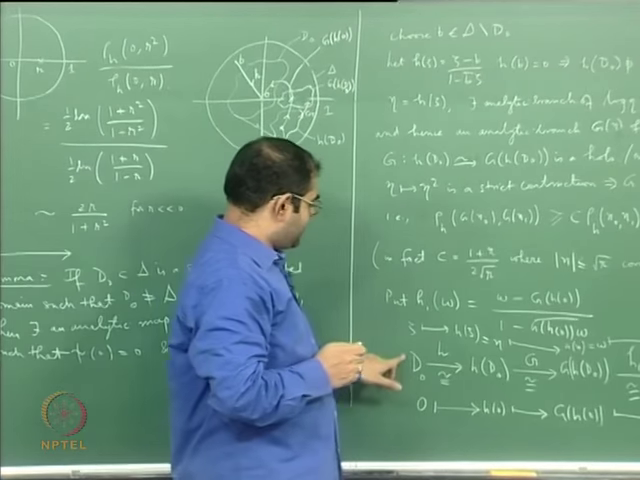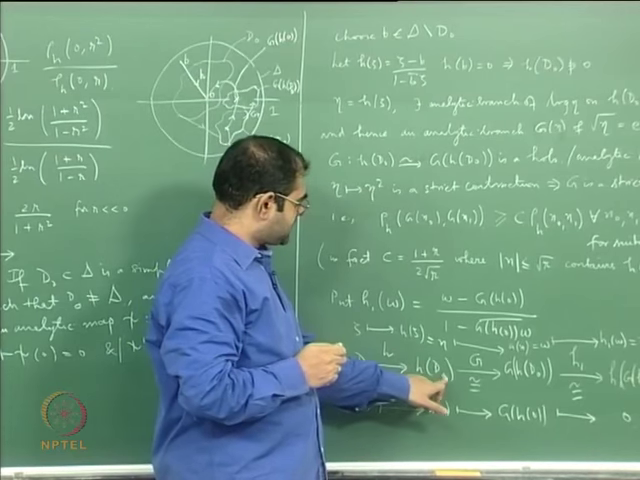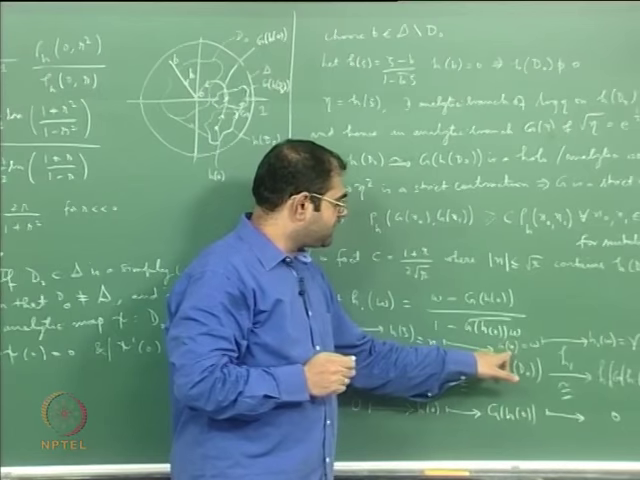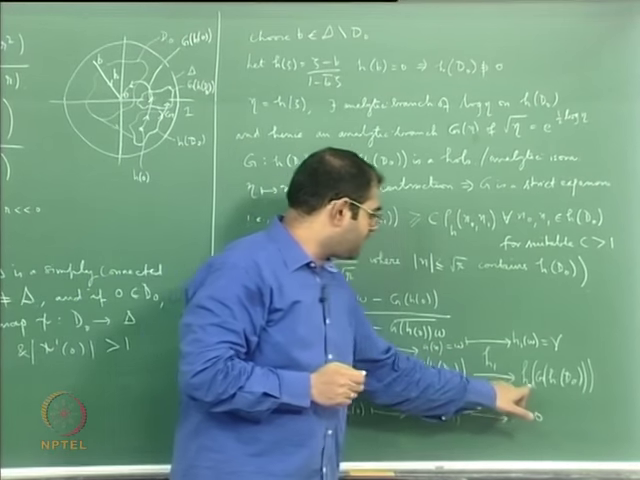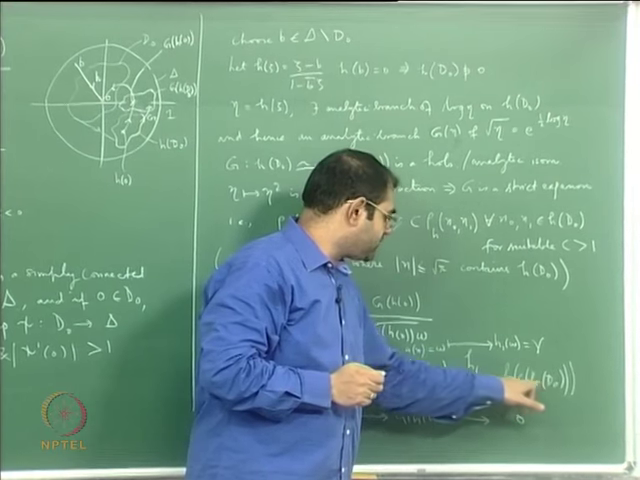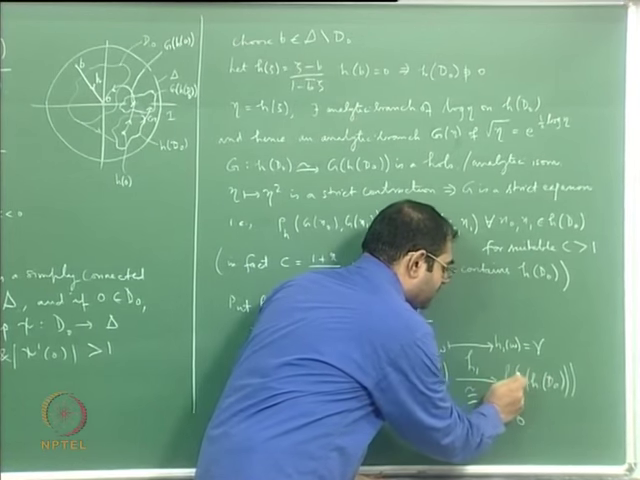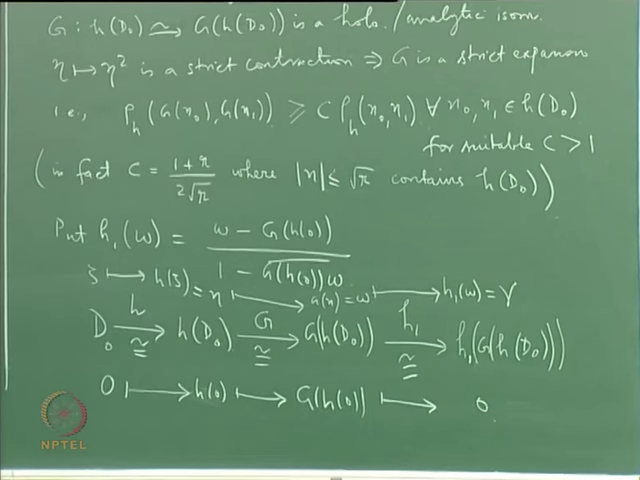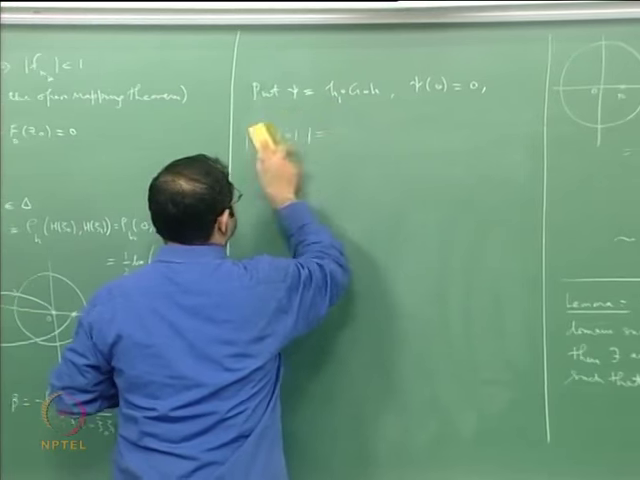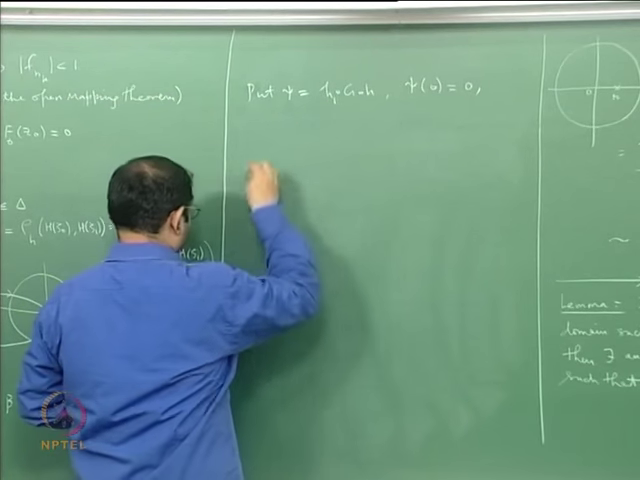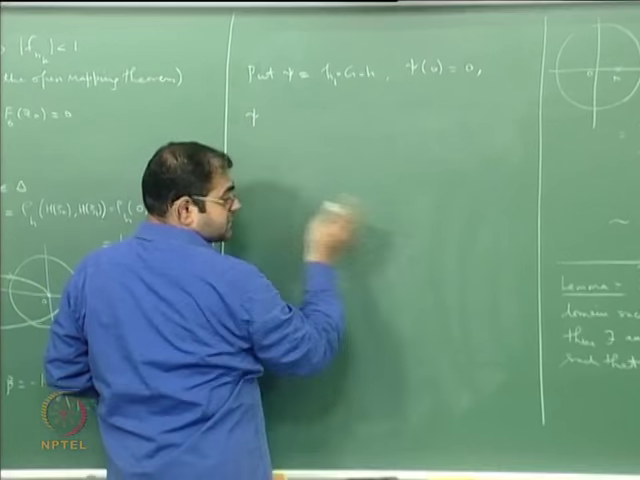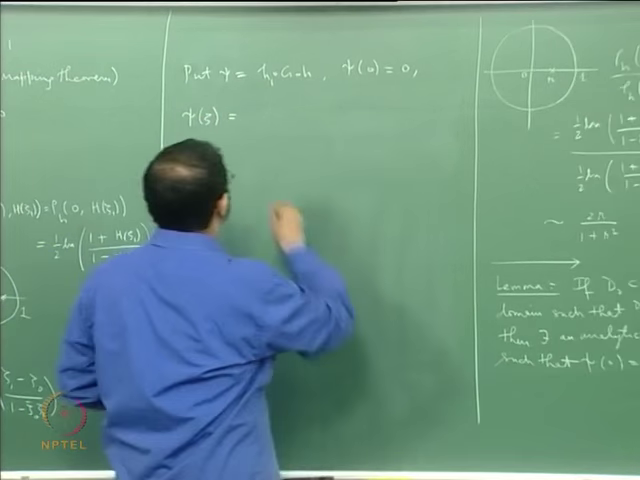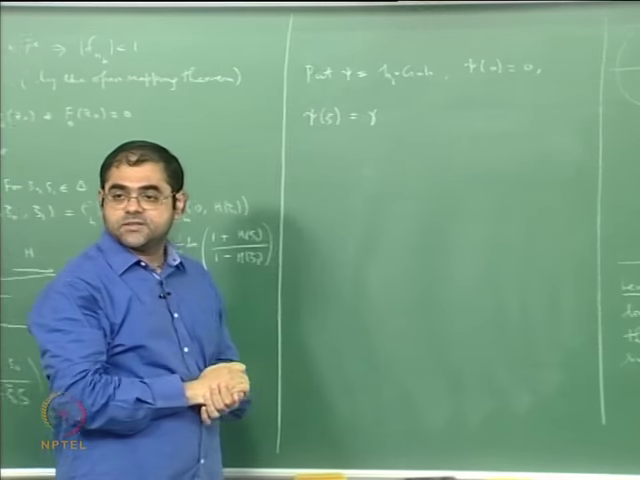So the variable on d naught is zeta. On h d naught it is h zeta, which is neta, okay. On g h d naught it is g neta, which is w, and again on h1 of g of h of d naught the target variable is gamma, which is h1 of w, okay. So let me write one more step. The way I have written it, psi is a function of the starting variable zeta, and the ending variable is gamma, okay, is how it is, right.